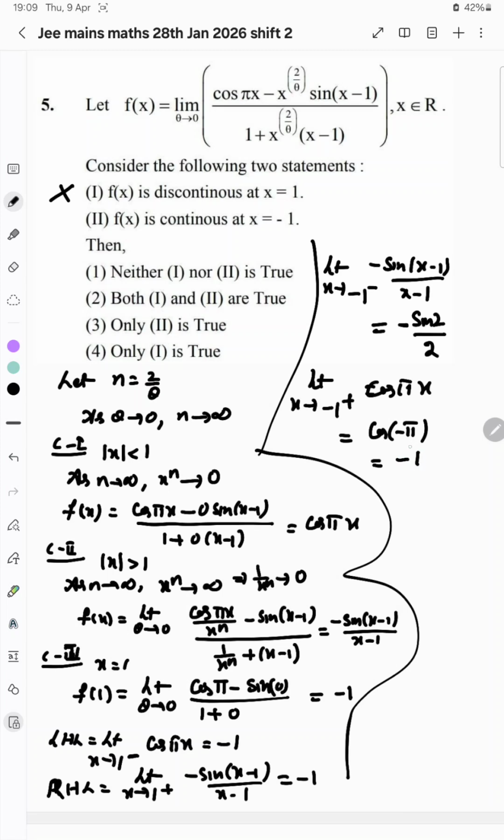So what happened now? Whenever LHL is not equal to RHL, we can say the function is discontinuous at that point, whatever the value at -1, right? So f is discontinuous at x equal to -1. But what they gave here, f is continuous at x equal to -1, so clearly it is also a false statement. Okay, so finally both are wrong. Both are wrong means neither 1 nor 2 is true, right? So option 1 is the correct one.